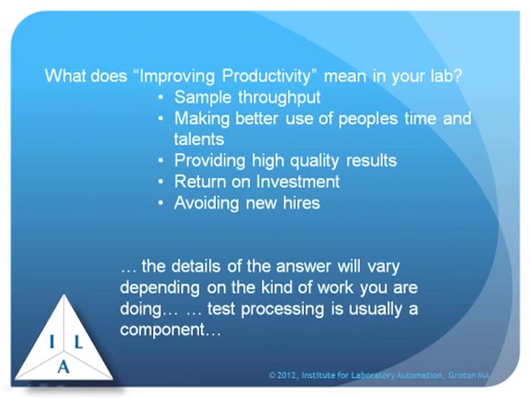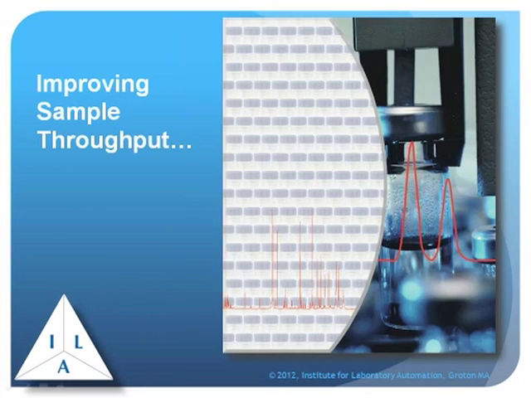The first thing we've got to deal with is what improving productivity really means in your lab. There's a list on the screen that gives you a whole bunch of possibilities. What the right way to do, or what the right answer is, depends on your laboratory and is going to vary from one organization to another. The answer really depends on the kind of work you're doing and what kind of pressures you're seeing right at the moment. Test processing is usually a component. We'll begin by looking at improving sample throughput.